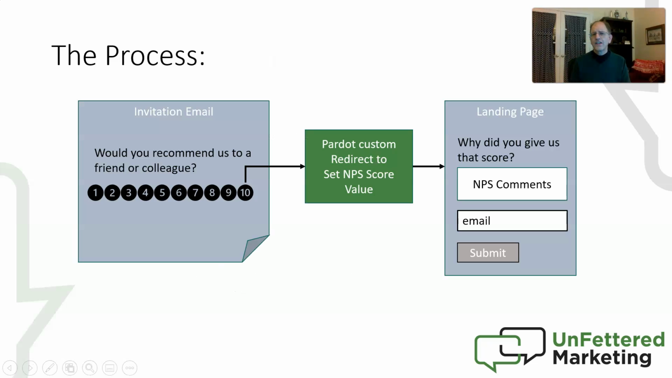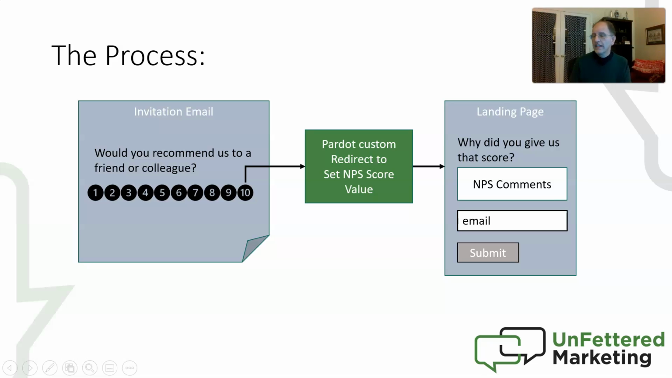So the basic process is we have some form of an invitation email. The key is the invitation is an email, because we want to tie the first question to the person we asked. So that every individual question, or every individual pip on this scale, ties to a Pardot custom redirect. That's why we have 11 redirects. We have 0 to 10, and we have a Pardot custom redirect to set the NPS score value. So the very first click gets you that first value.